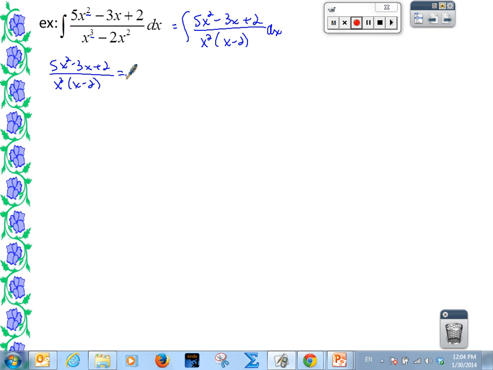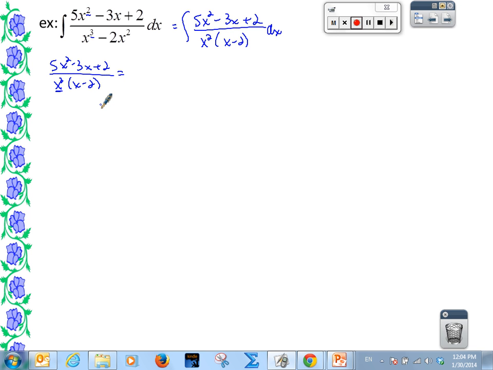I picked this one on purpose because this x squared usually throws students off. It is a repeated linear factor. It is not a quadratic. We would treat it the same if this were x cubed: we would have to do x, x squared, x cubed. Just because it says x squared does not mean that we treat it as a quadratic factor. We actually have to treat it as a repeated linear factor. That's why I picked this one.